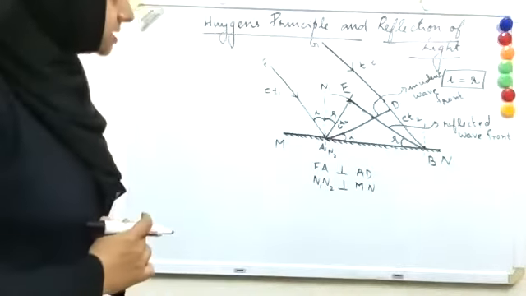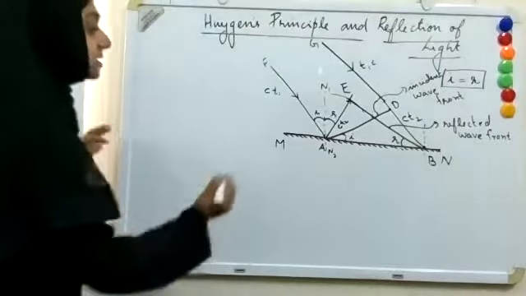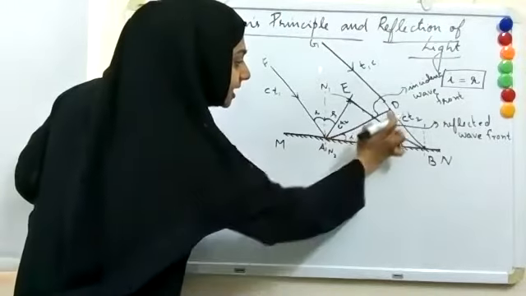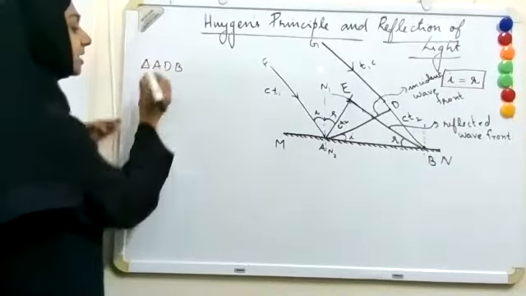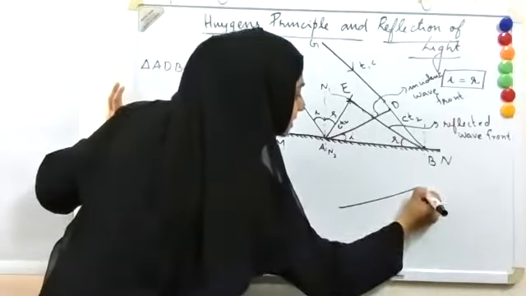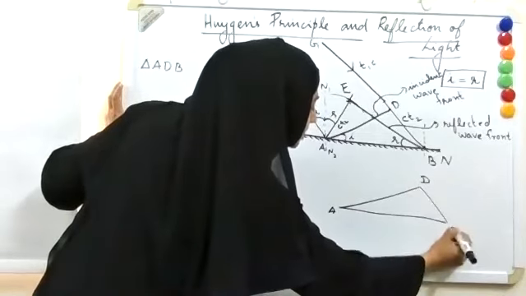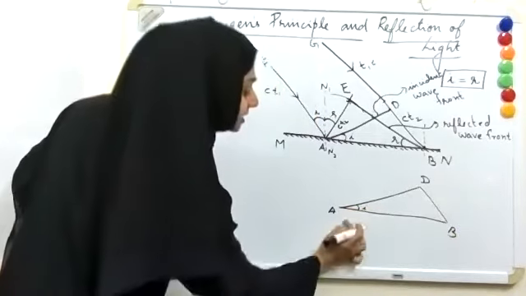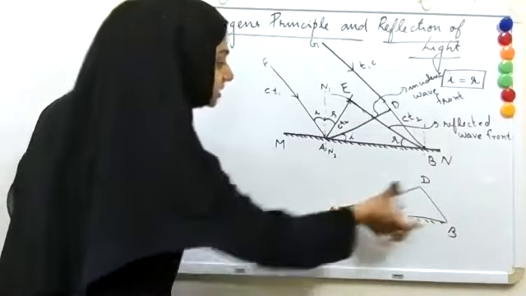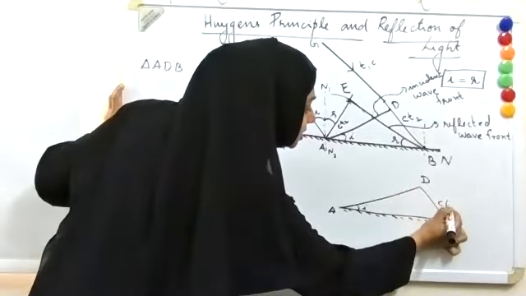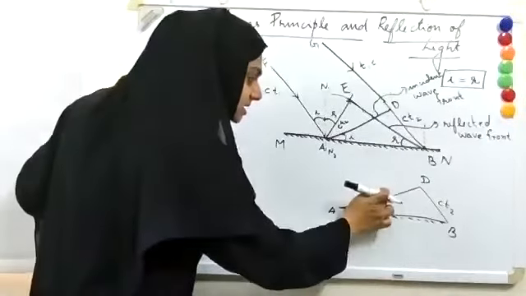To show that, consider the triangle containing I, ADB. Let me draw that separately here. This is A, this is D, this is B. We have this angle I, and this is the surface. And then we have DB equal to CT/2. We know this much. So this is ADB, and this is the incident wavefront.